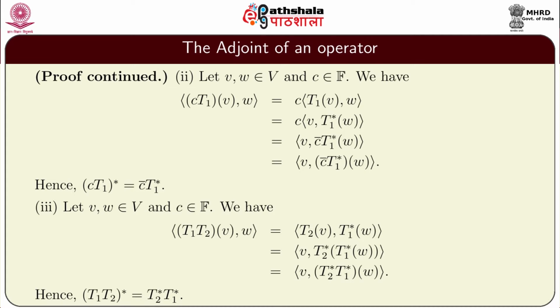For the third part, let V, W be vectors and C scalar. We have the inner product of T1 T2 V and W is the same as T2 V comma T1 star W, and that is V comma T2 star T1 star W, and that is equal to inner product of V comma (T2 star T1 star) of W. Again the same argument, and it follows that (T1 T2) star is T2 star T1 star.